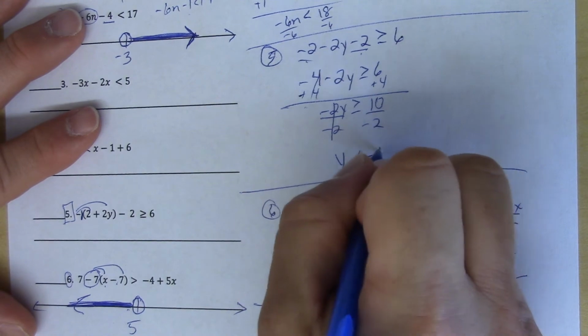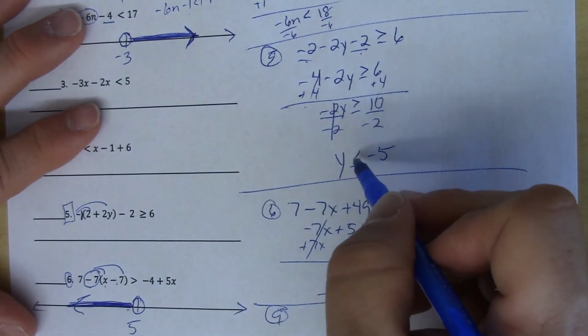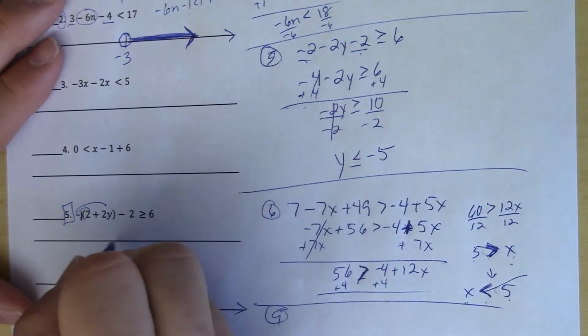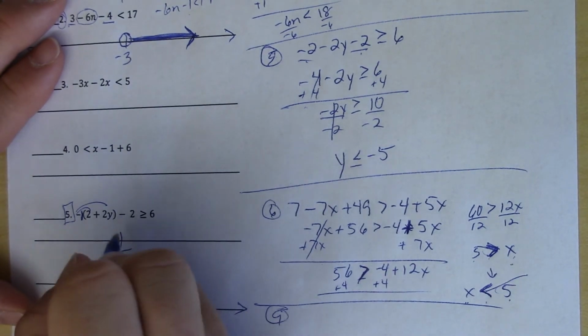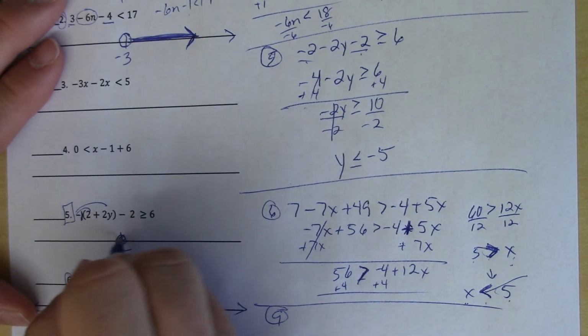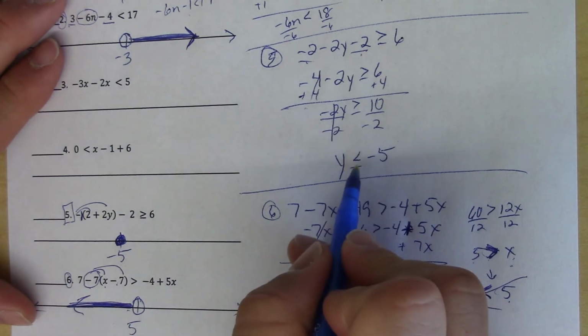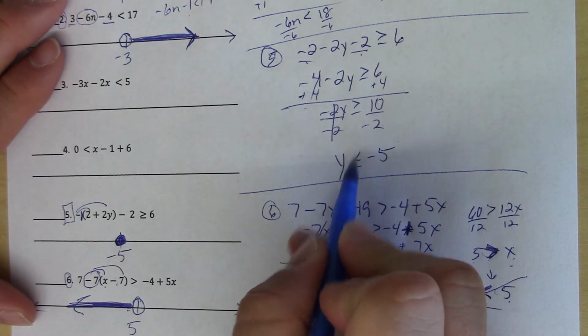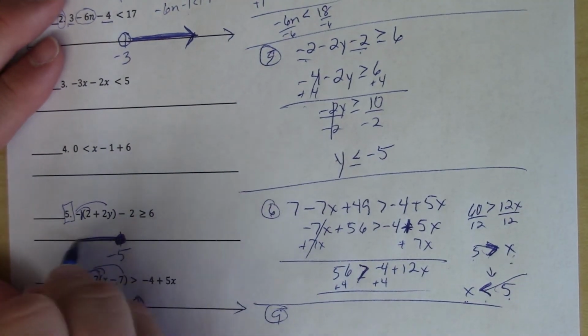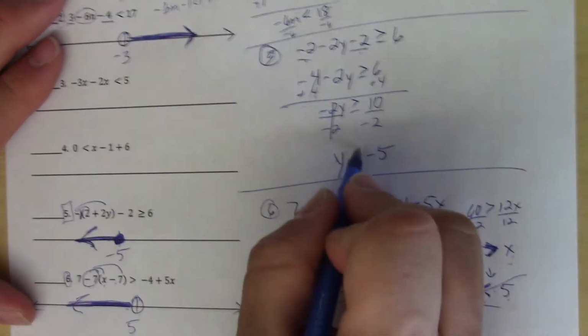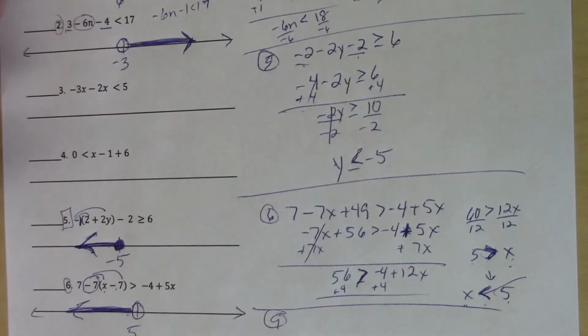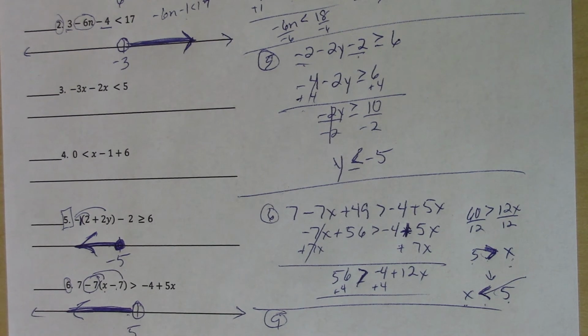Less than or equal to negative 5. Again, because we divided by a negative, I have to flip the sign. And I'm going to put, what, negative 5 here. And it's got to be a closed circle because it has a less than or equal to. And sometimes you just forget that symbol. I've seen that before too. Letters on the left, shade the direction of the arrow, which is saying that way, so I need it to go that way. Okay.